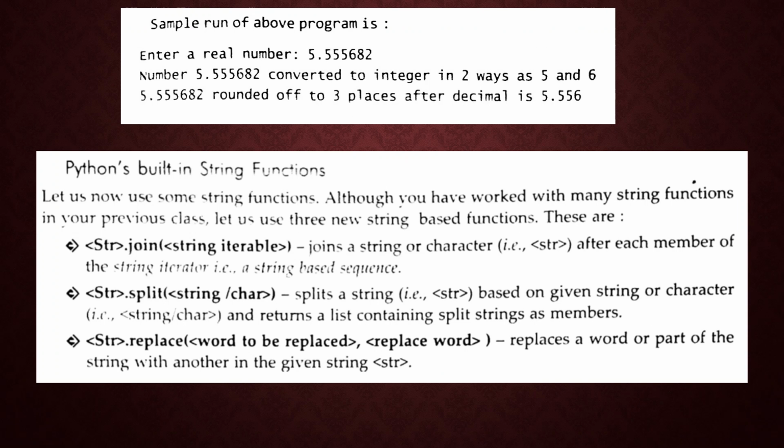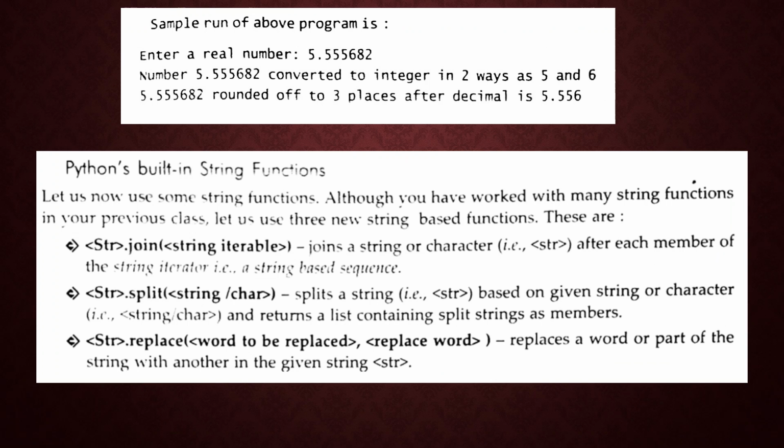Next, sample run of the above program. Above program means the previous program. So what happens is, enter a real number: 5.555682. The number 5.555682 is converted to integer in 2 ways as 5 and 6. 5.555682 rounded off to 3 decimal places means after decimal it is 5.556. Instead of 5.555, it will display 5.556.